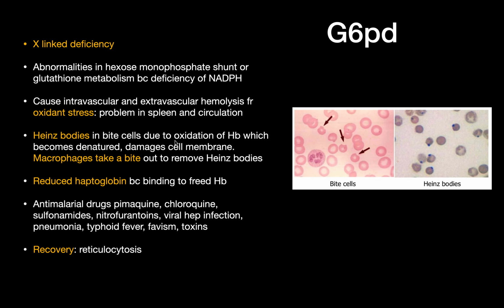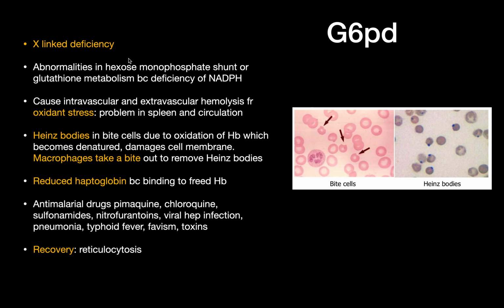hemoglobin is going to be denatured, and then macrophages will take a bite out of those to remove the Heinz bodies, making the little Heinz cells, as you can see here. It's like a little cherry, and then they become Pac-Man. So the reduced haptoglobin will bind to the free hemoglobin, and then there's not going to be any haptoglobin, and then that's going to lead to splenomegaly, etc., etc.